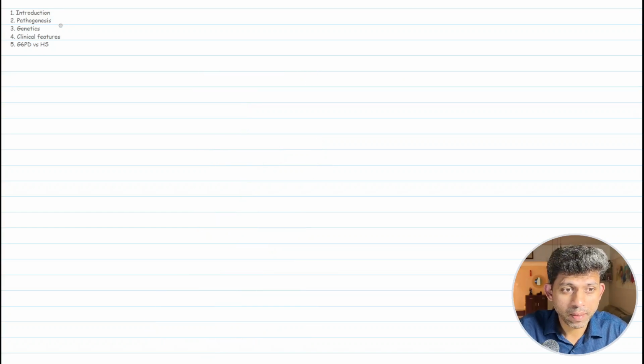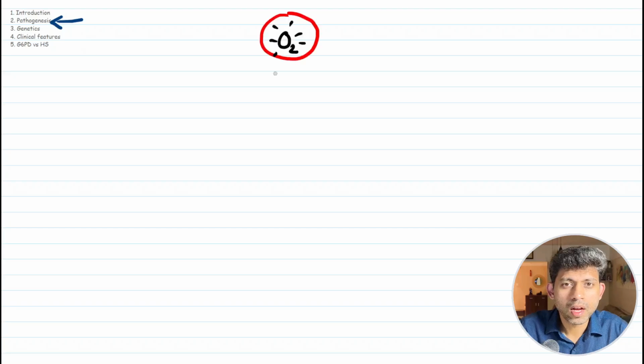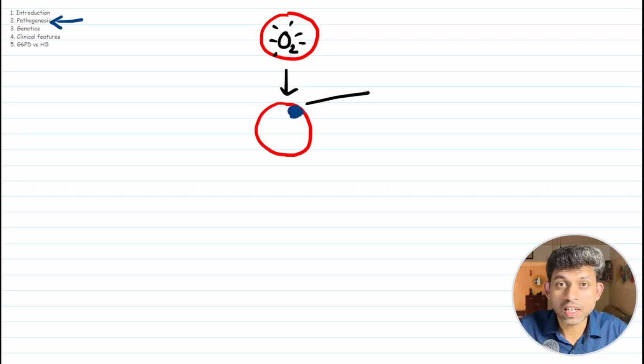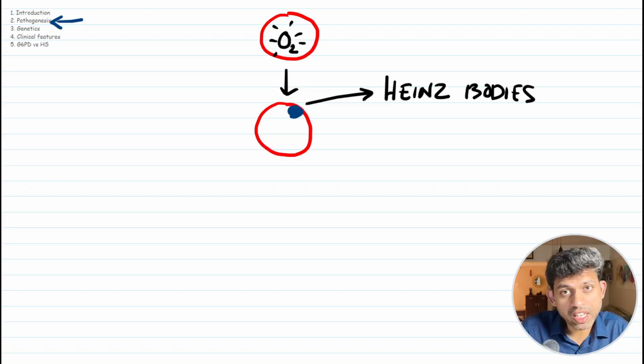Now let's look at the pathogenesis. Oxidant stress inside the RBCs leads to denaturation of hemoglobin. This denatured hemoglobin goes and sticks onto the RBC membrane. These are called Heinz bodies. Now, depending upon the severity of damage, in G6PD deficiency, we can get intravascular or extravascular hemolysis.